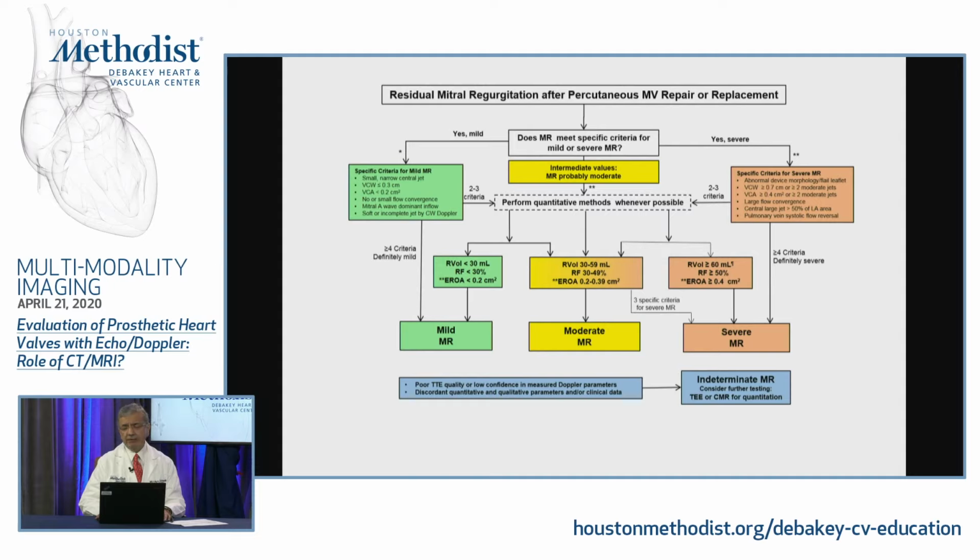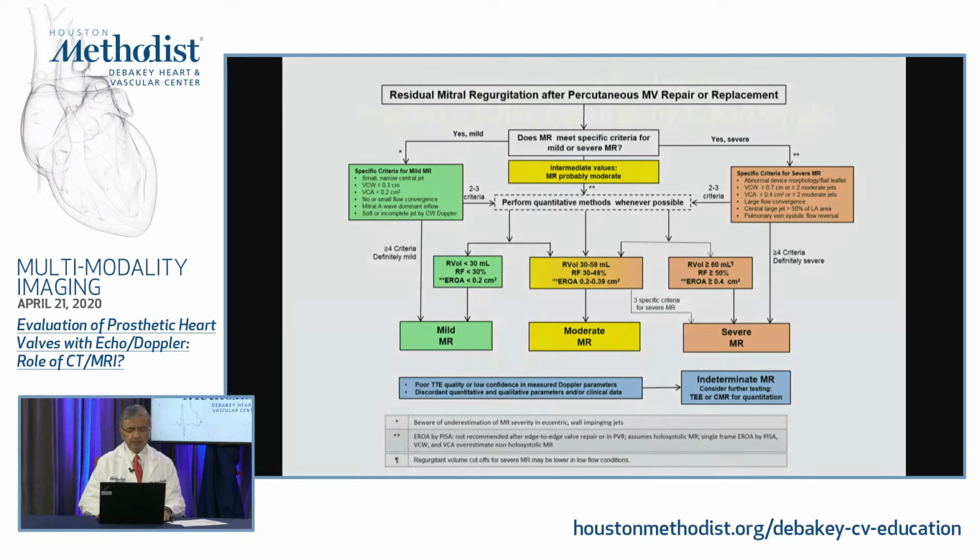And this is the algorithm that was proposed for after repair of a mitral valve: the vena contracta area, a large flow convergence, a large jet, and pulmonary vein systolic flow reversal to denote significant residual regurgitation after an intervention.